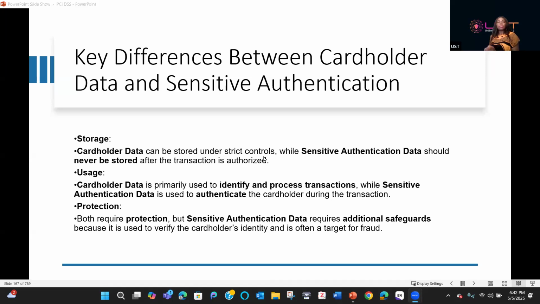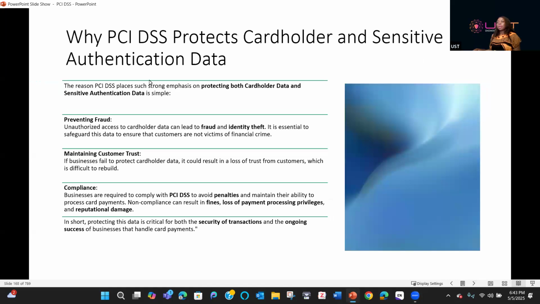Then we have protection. Both require protection, but SAD requires additional safeguards because it is used to verify the cardholder identity and is often a target for fraud. Do you see? That is often a target for fraud. Just imagine somebody gets your card and guess what? They know your PIN. They can do whatever they want to do, right? And that's why we've made the statement that it needs extra security measures. So why does PCI DSS protect cardholder and sensitive authentication data?